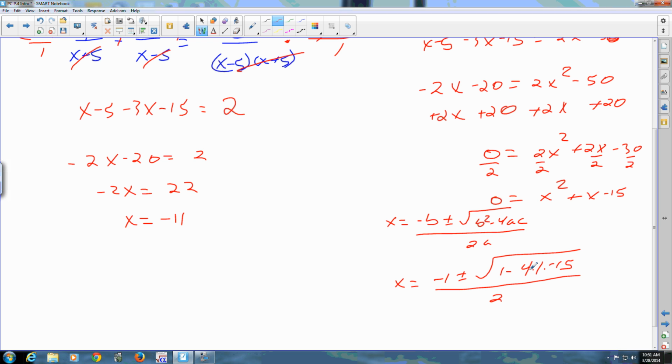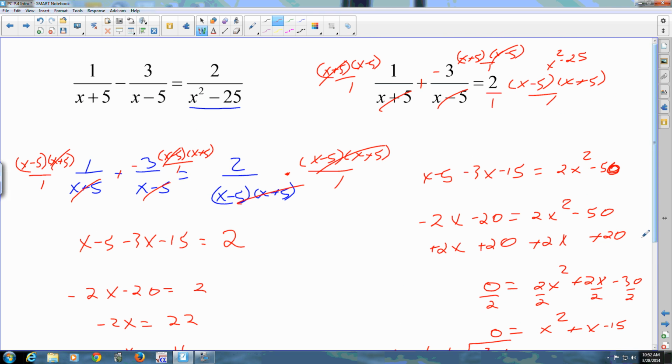So let's see, that would be 61. x is equal to negative 1 plus or minus the square root of 61 over 2. I guess in the interest of embarrassing myself, let me make sure I didn't do that wrong in my head. 1 minus 4 times 1, which we don't need, times minus 15. Yep, 61. All right, so that would be your answer for that.